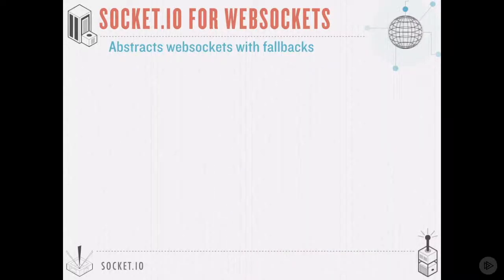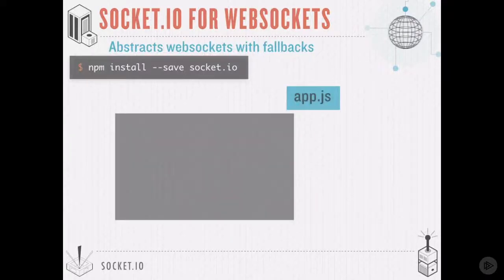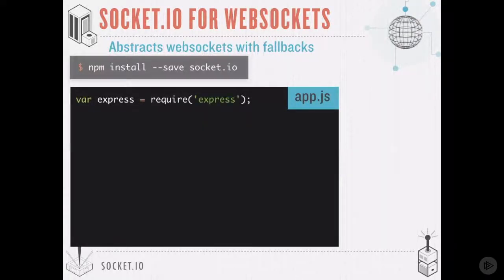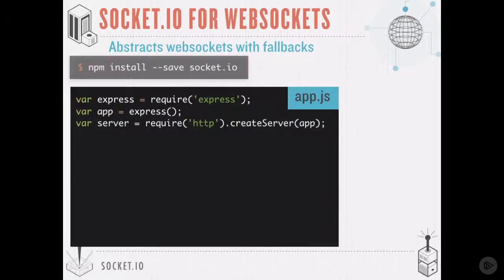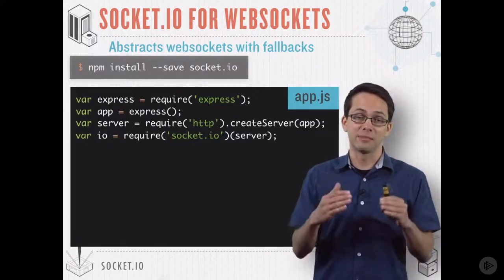Let's install SocketIO. We'll just do npm install SocketIO --save, so it'll install it and also add it to our package.json. Then inside of our application, we'll require the Express module. We'll initialize an Express application. Then we'll create an HTTP server and have it dispatch requests to Express. Also, we'll require the SocketIO module and also allow it to use the HTTP server to listen for requests. So now SocketIO and Express are sharing the same HTTP server.